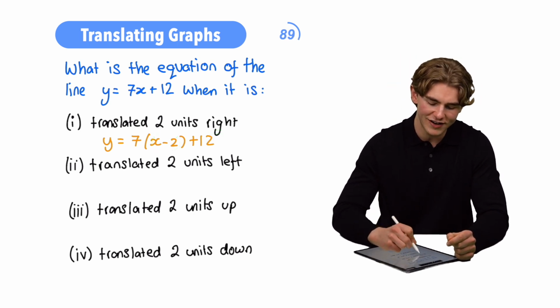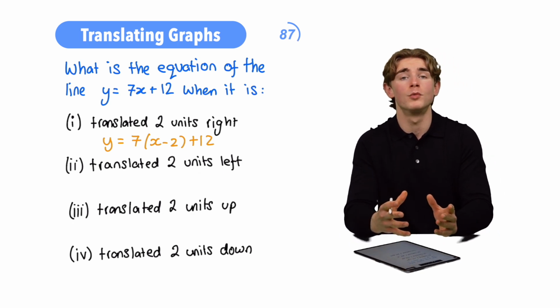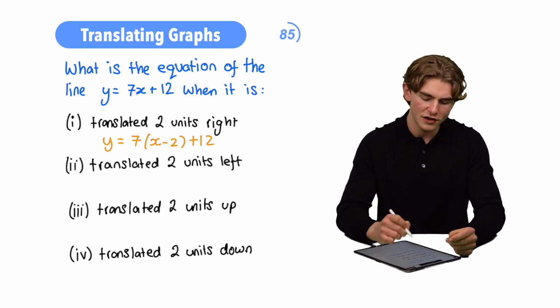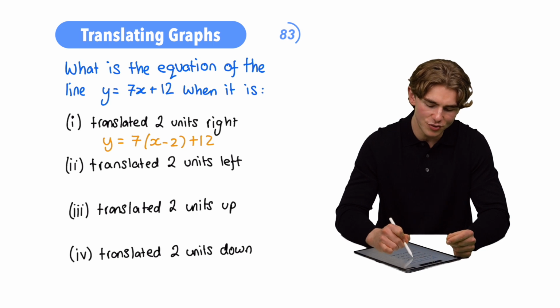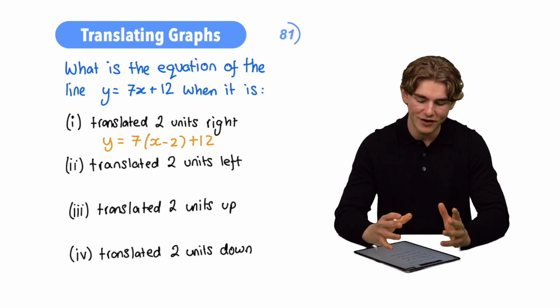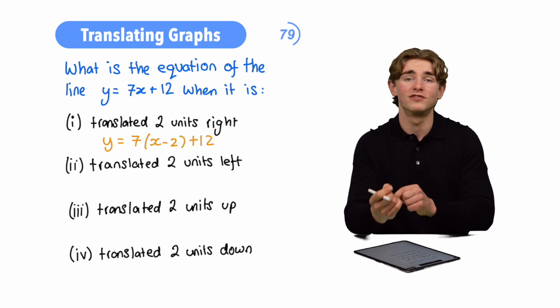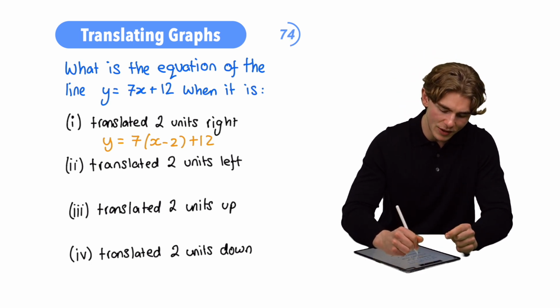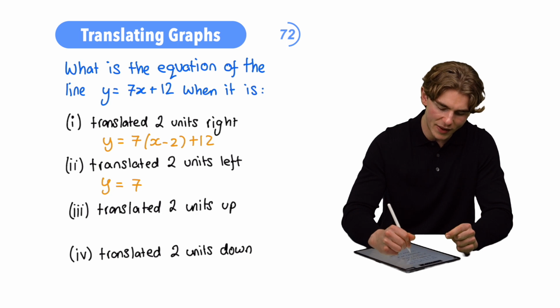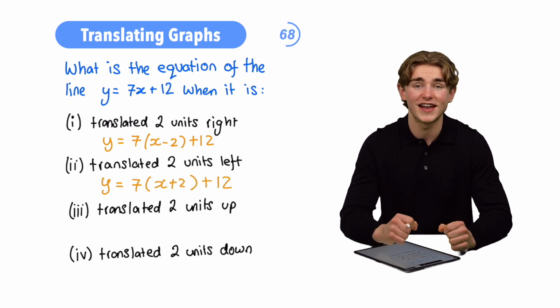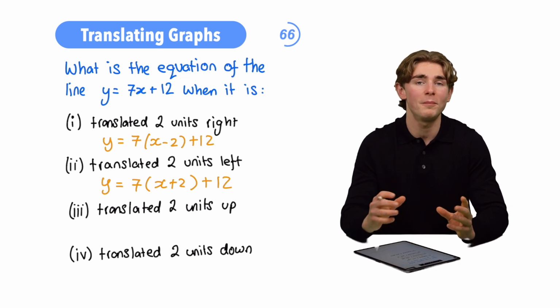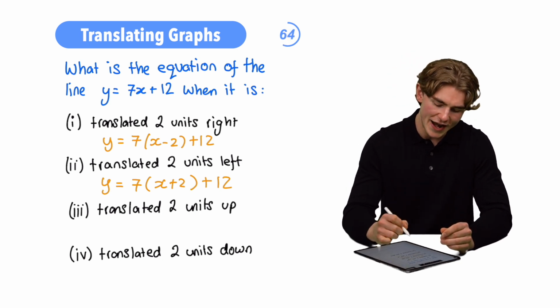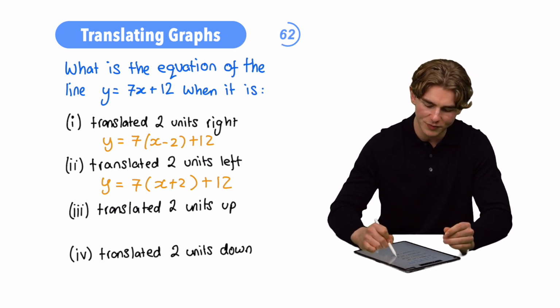Now, what about translating 2 units left? This time we're still moving in the X direction. So the effect is going to be directly to the X in our equation. However, this time we're going to be adding 2 because we're moving in the negative X direction. So the new equation of our line is going to be y equals 7 times X plus 2 plus 12. Now, in both of these cases, guys, we could simplify, but we've not been asked to here, so we're not going to bother.